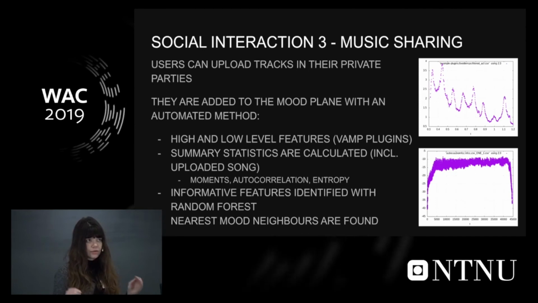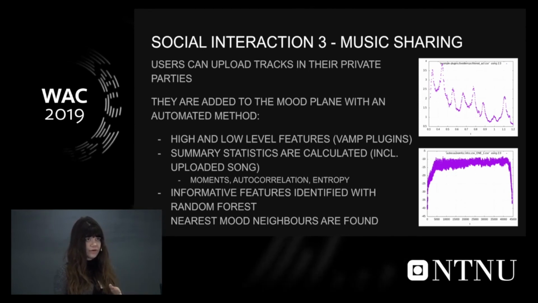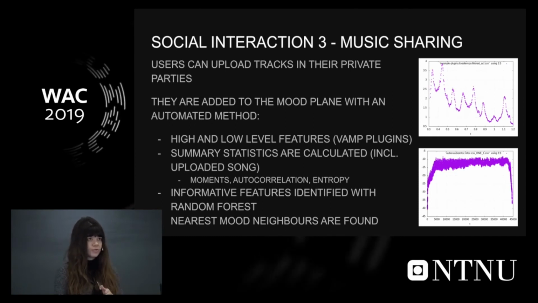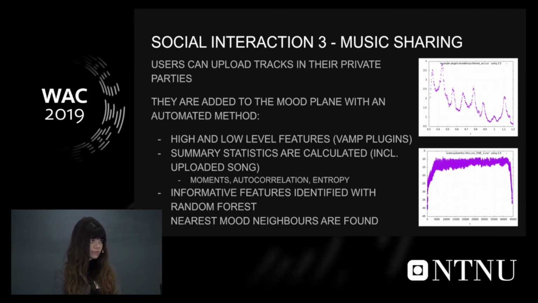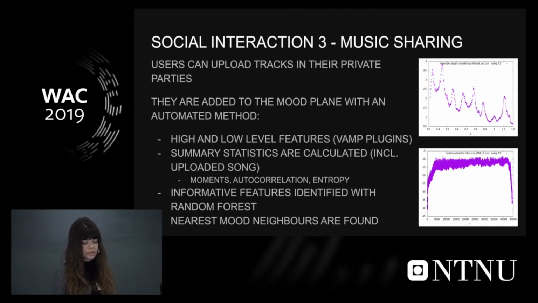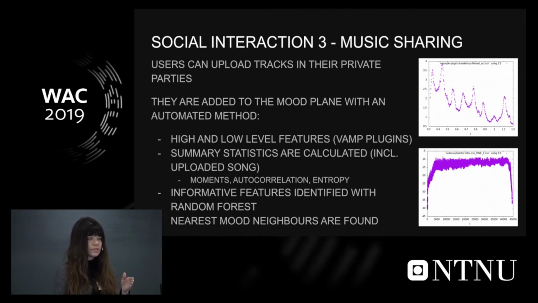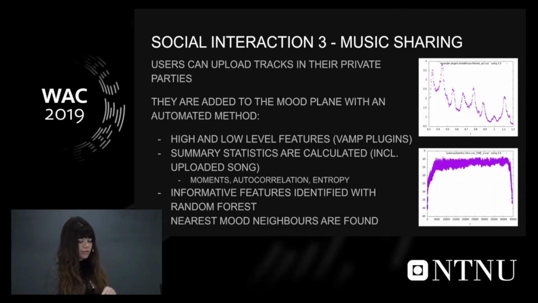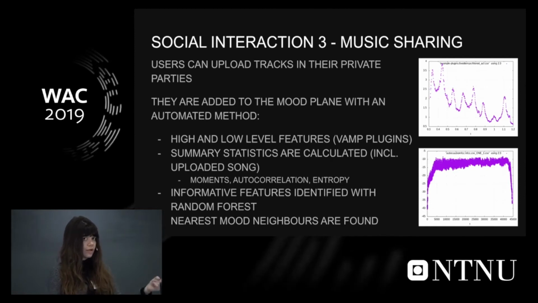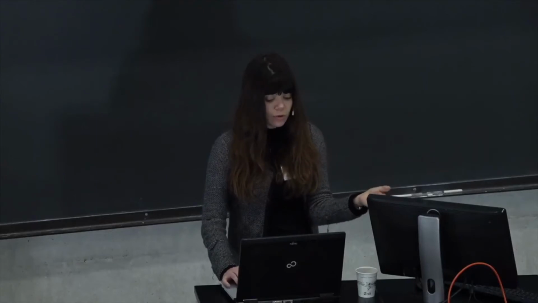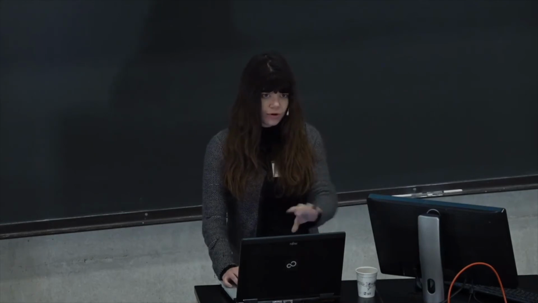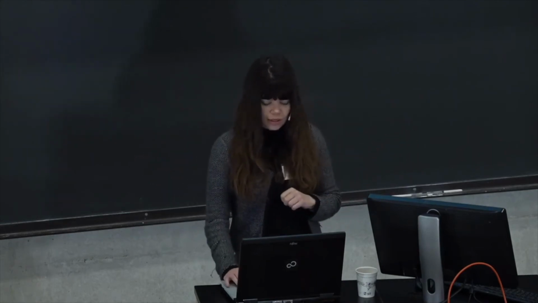And then on this plane, I trained a random forest classifier to identify, in the first place, how well it is possible to predict the mood, depending on those extracted features and statistics. And in the second place, because this gives me insight into which are the informative features. And then I can use those to calculate the mood for songs that I don't know yet. So I trained a classifier on the four corners, and it's relatively well possible.